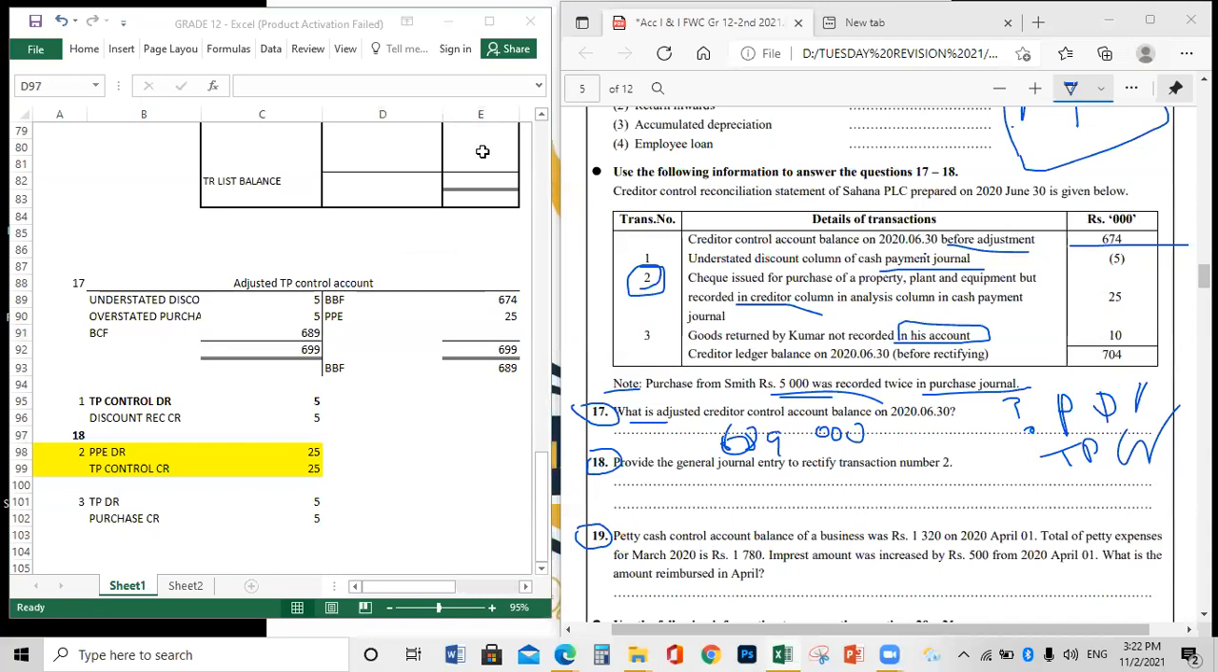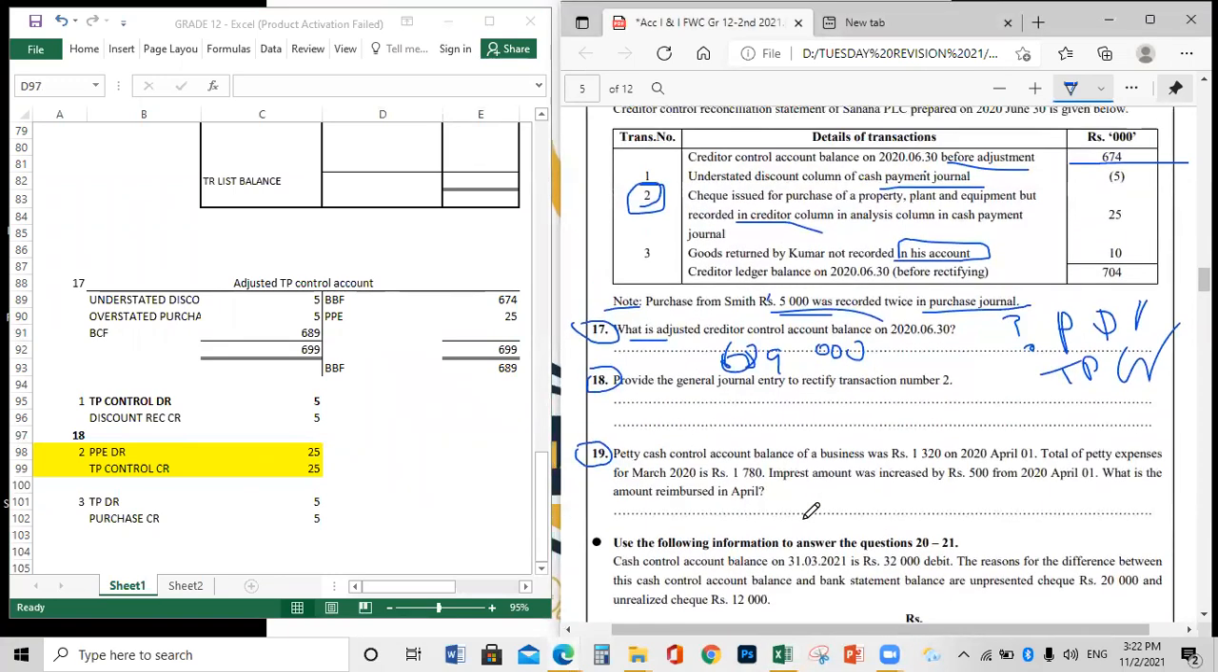Okay. Now, guys, let's go to the next one. Question number 19. Guys, question number 19 we didn't do, right? Okay, let's read. Petty cash control account balance of a business was 1,320 on 1 April 2020. So they say the petty cash balance is 1,320 on the starting day. Let's continue.